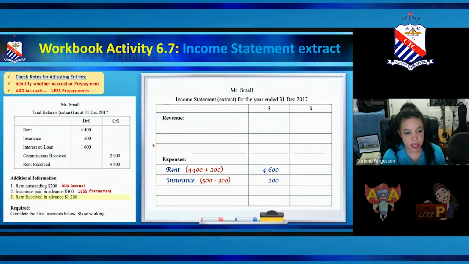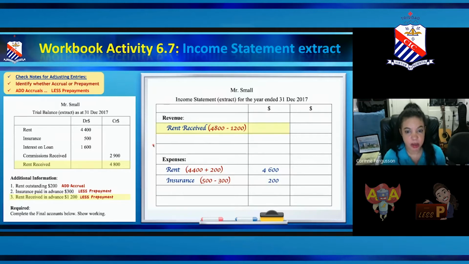After you do that, you go to the next one, rent received in advance, which is a prepayment. So therefore, you would just find the amount in your trial balance. Since it's revenue, you will go under revenue. You write rent received and you put the working for it.